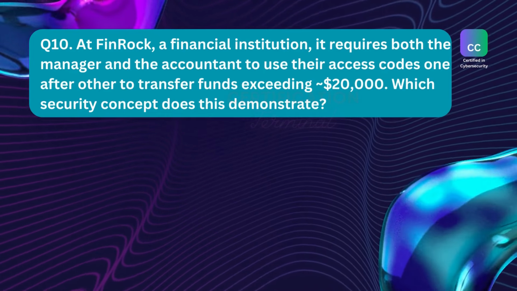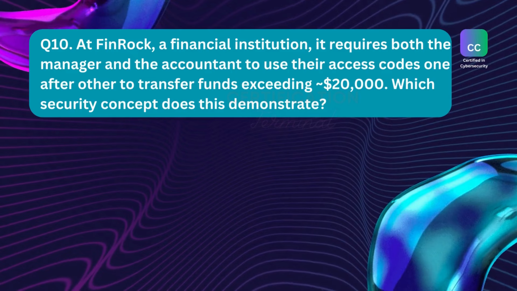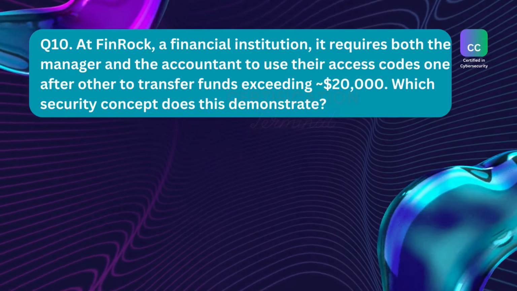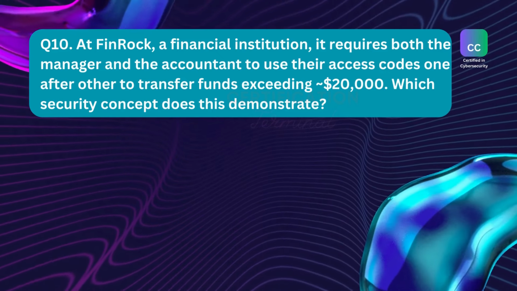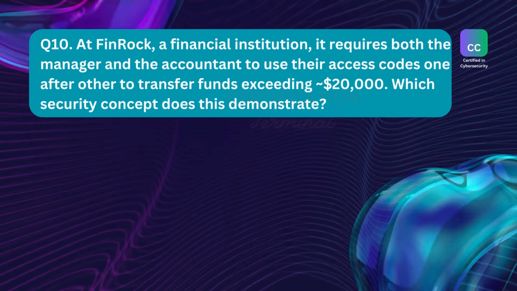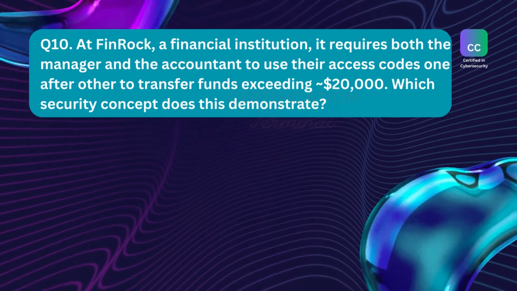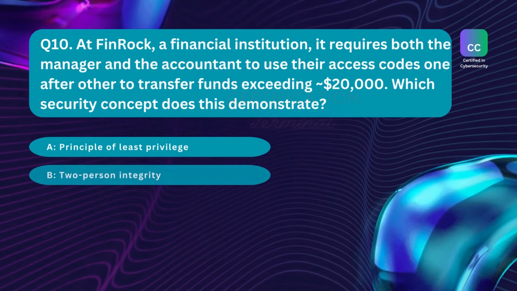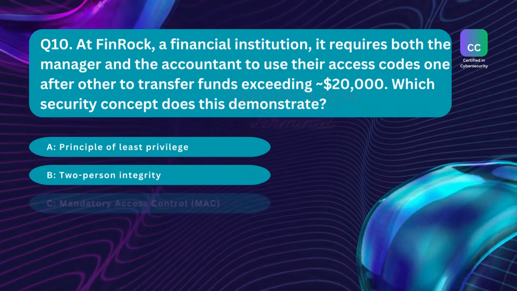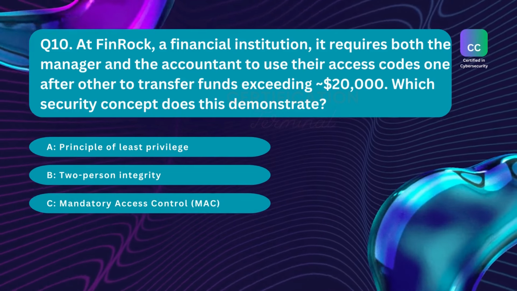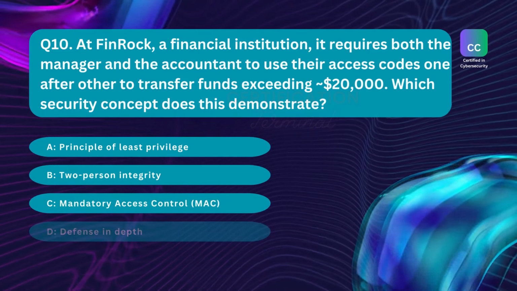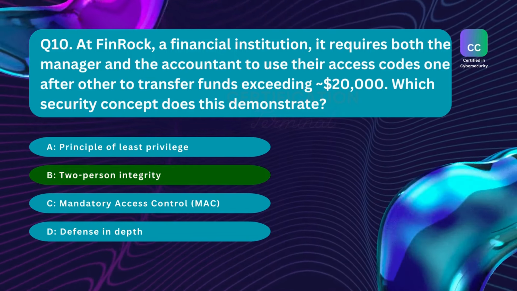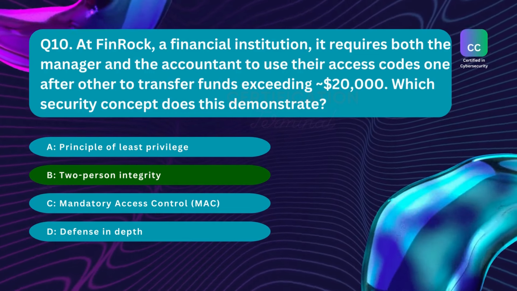Question number 10. At FinRock, a financial institution, it requires both the manager and the accountant to use their access codes one after the other to transfer funds exceeding $20,000. Which security concept does this demonstrate? Option A, principle of least privilege. Option B, two-person integrity. Option C, mandatory access control, MAC. Option D, defense in depth. The correct answer is option B, two-person integrity.